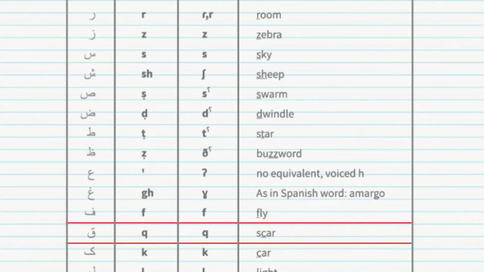Qaf. This letter is similar to English K but it's pronounced further back in the mouth. Qalam.